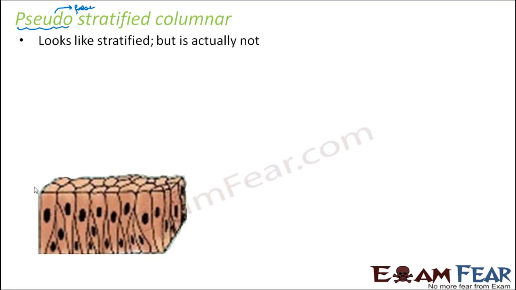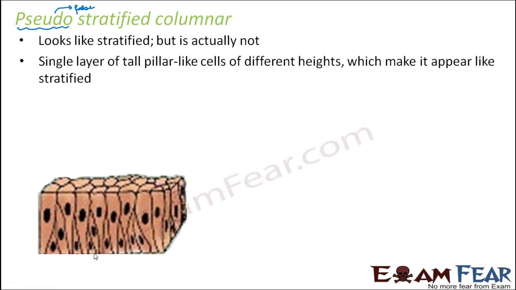Here in this picture you can see the nucleus and the height of the cells are different. One is this tall, the other one is this short. Again, the next one is tall. The next one is even taller. Since you have cells of different heights, it gives a look as if it is made up of many different layers. And that is why it is called pseudo-stratified. Here it actually consists of a single layer of tall pillar-like cells. So basically it is a simple columnar. But because of the different size of the cells, it gives the appearance of stratified, and that is why it is known as pseudo-stratified columnar.